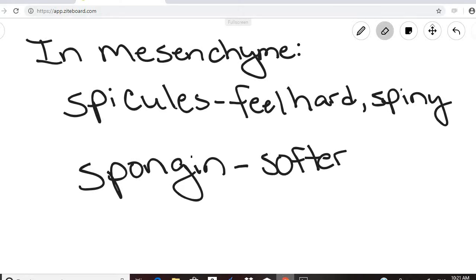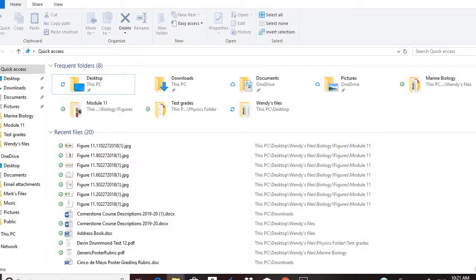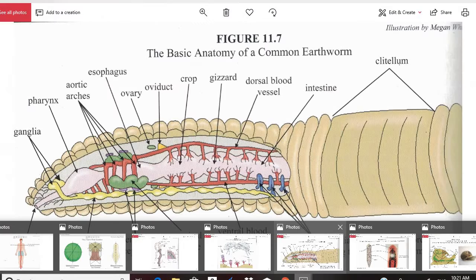Now, I would like to try to find another picture. So I don't have a picture. There's no pictures of sponges in your textbook.